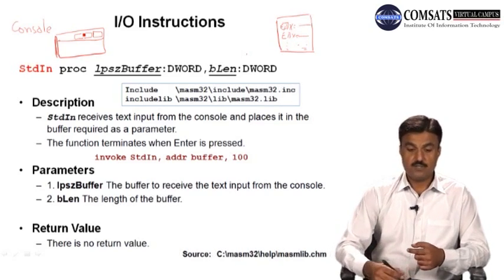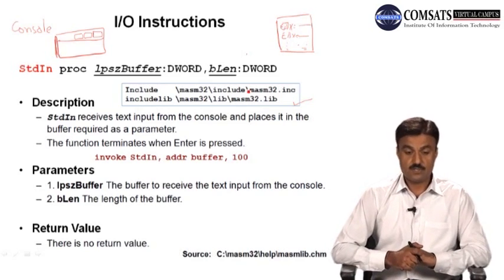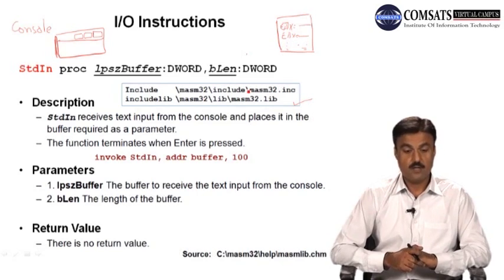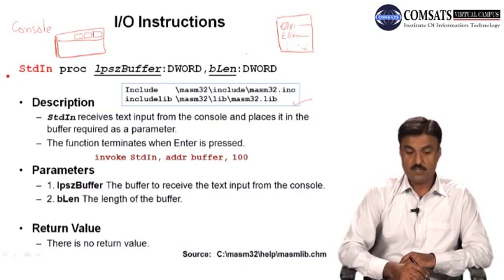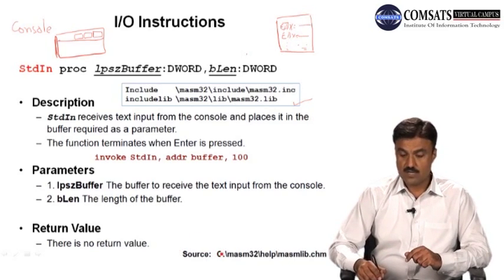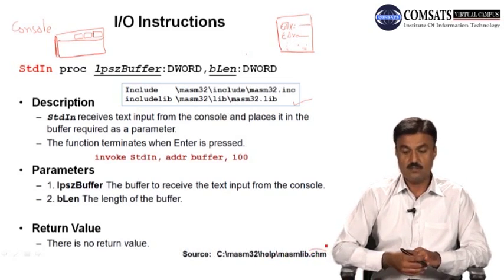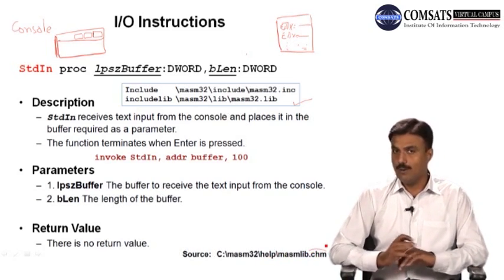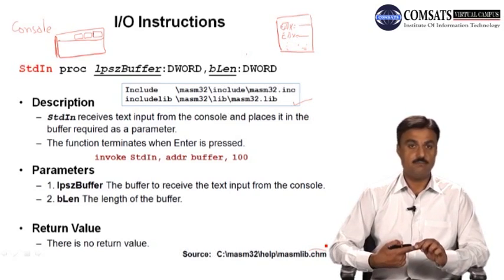If you want to use stdin, then definitely one thing: MASM32 is required for these stdin and stdout IO instructions. These are instructions which are part of the assembly language MASM32. I got all the information on this slide from the C drive, the MASM32 help file, masmlib.chm, a compressed help file. You can get help about all the directives and instructions, compare, jump and so on.